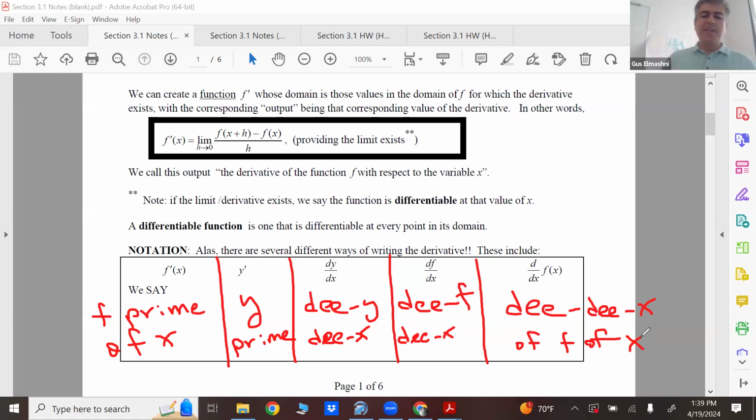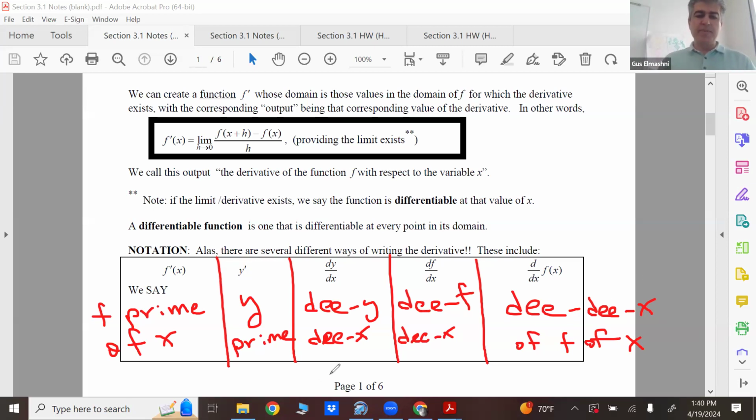So anyway, f prime of x, y prime, dy dx, df dx, d dx of f of x. You can say that too if you want. I don't, because I'm lazy, but you can. Yeah, either way is fine. They're all the same thing.